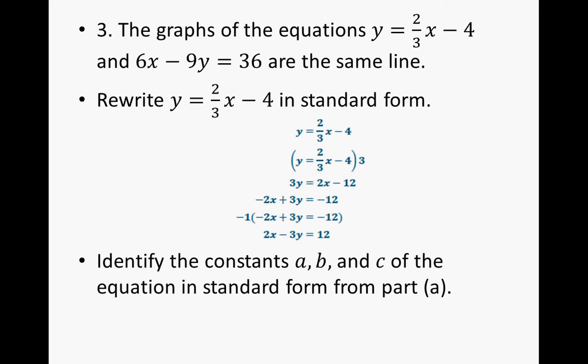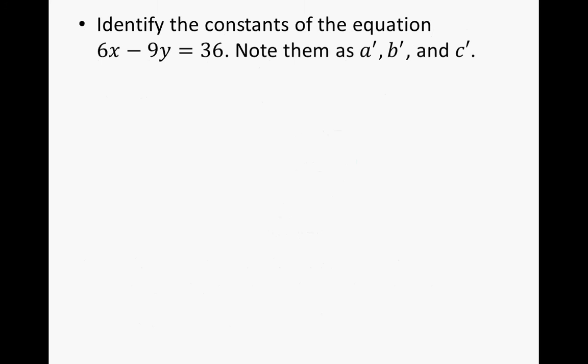So again, identify the constants a, b, and c of the equation in standard form from part A. Well, that would be a equals 2, b equals negative 3, and c equals 12. And identify the constants of the equation 6x minus 9y equals 36. Note them as a prime, b prime, and c prime. A prime is 6, b prime is negative 9, and c prime is 36.